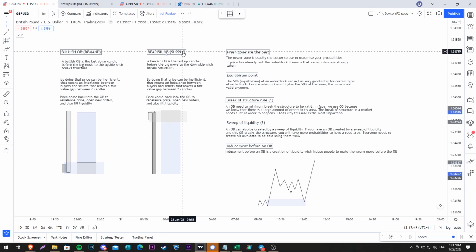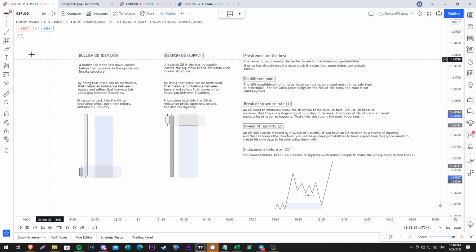When we sell, we are supplier, and a bearish order block is the last up-step candle before the big move to the downside, which breaks the structure. By doing that, price can be inefficient. That means an imbalance between buyers and sellers that leaves a fair value gap between two candles. Price comes back into the order block to rebalance the price, open new orders, and also fill liquidity.